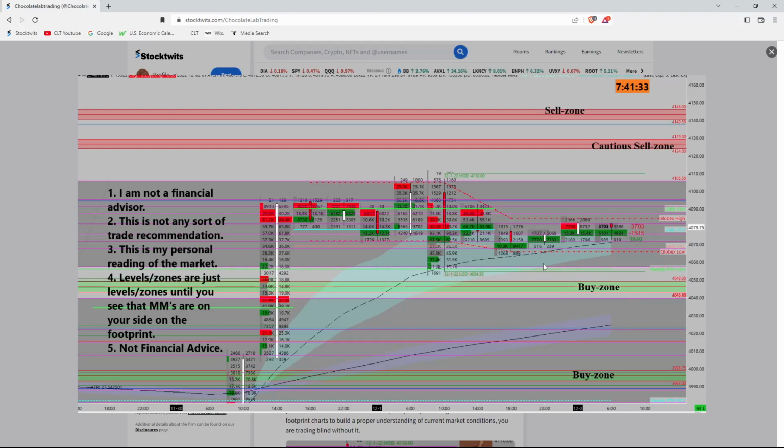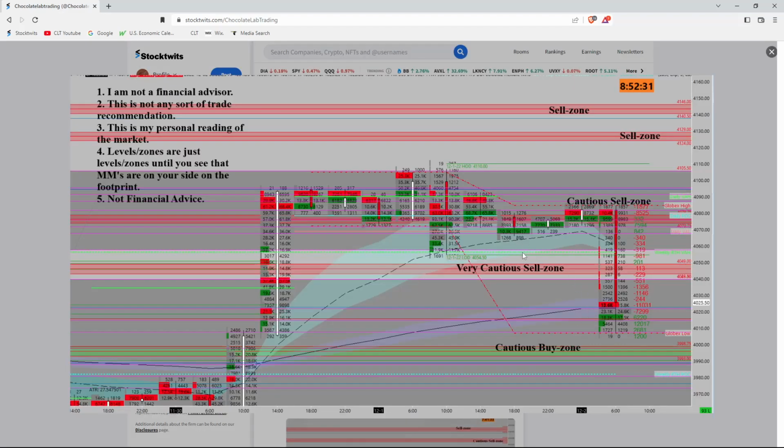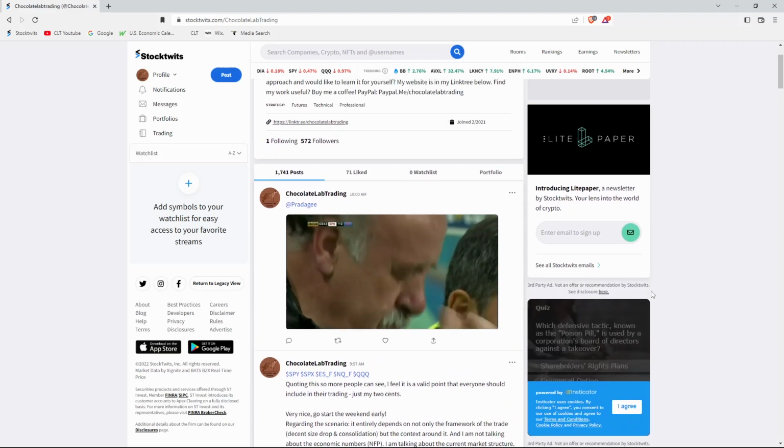So here was the original daily plan prior to NFP. I had a little note here, might have to alter, and I did, right? So this was the altered daily plan. Oh, okay. The zone's right here. I was confused for a second. And this very cautious sell zone provided quite a few shorts, but we'll look at that in the actual order flow, and then it actually gave us a nice long. So is there anything else?